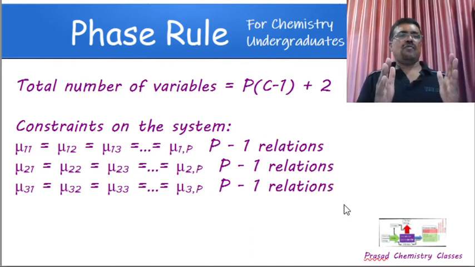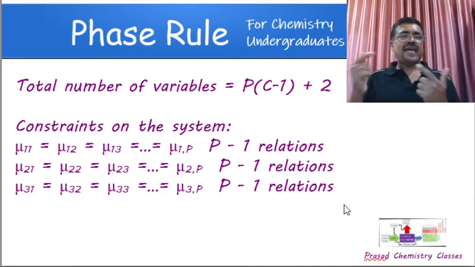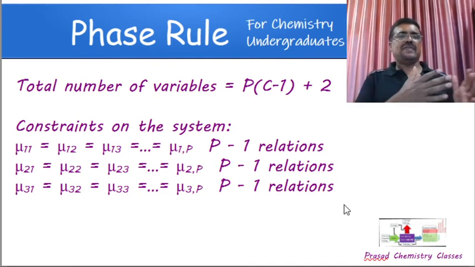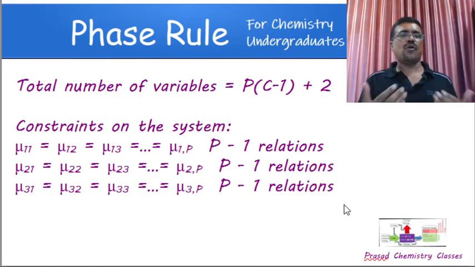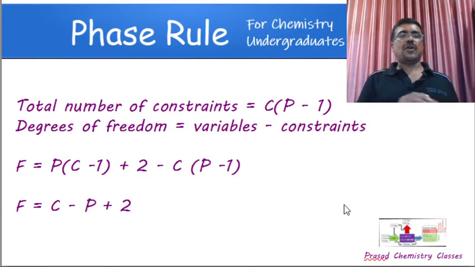And when we have the same chemical potential, what happens? Some of the variables also get fixed, right? So we are applying these constraints. Certain variables get fixed automatically. P minus 1 variables will get fixed automatically by means of this equilibrium constraint that comes from thermodynamics. Okay. Now, the total number of constraints will be C into P minus 1. P minus 1 constraints for a particular component. So, the number of components is C.